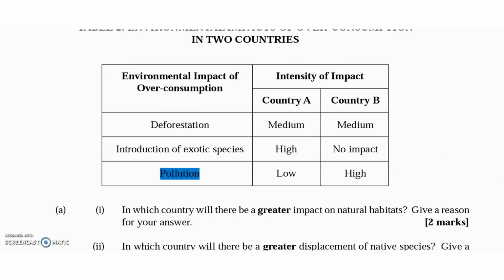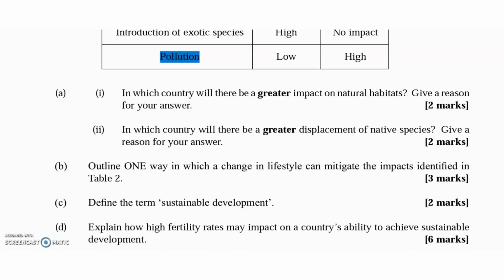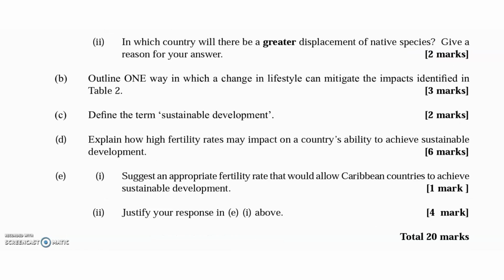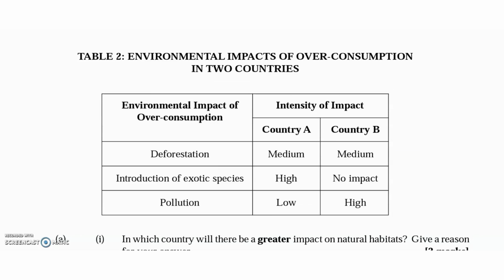All right, let's go through quickly. Now, in part 2 here, in which country will there be a greater displacement of native species? Let's go back to the diagram here. You have to give a reason as well. When they talk about a greater displacement, displacement means the native organisms can be removed from the natural environment forcefully.